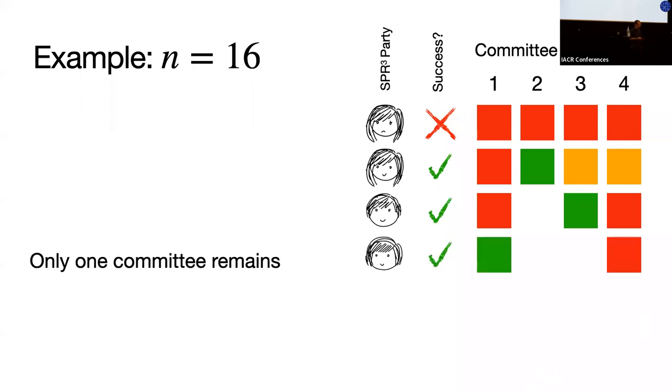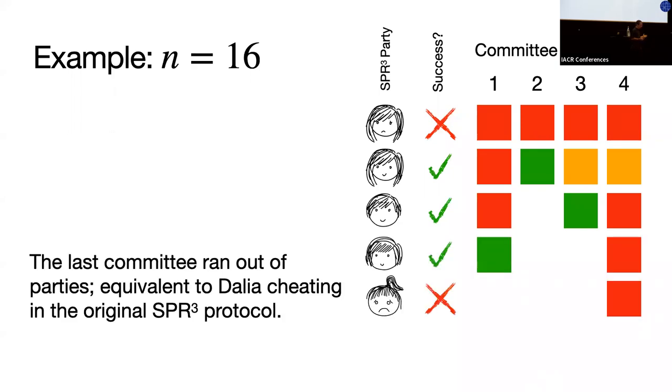So finally, we have only one committee left, and it turns out this one only had cheaters in it, which means that it never managed to produce an emulated output for the final party in the original SPR3 protocol. This turns out to be fine, though, because we know that the original SPR3 protocol had guaranteed output delivery against a dishonest majority, which meant that it could still deliver an output even if the last party never spoke. Consequently, we'll get an output in this case as well.